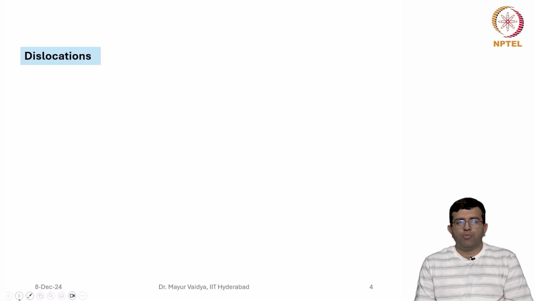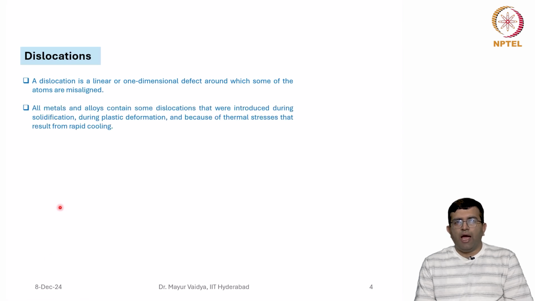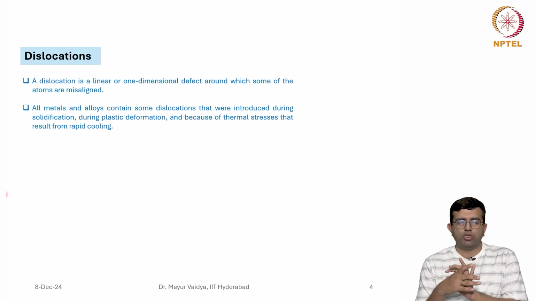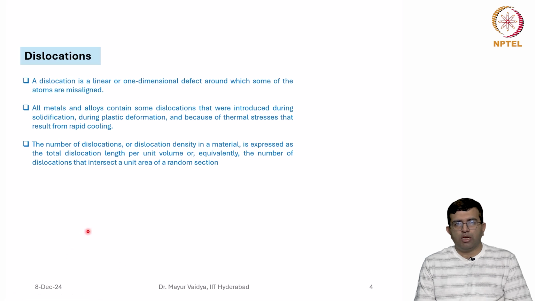The next important class of defect in metallic systems in particular is what is known as dislocations. A dislocation is a linear or one-dimensional defect around which some of the atoms are misaligned. All metals and alloys contain some dislocations that are introduced during solidification or during plastic deformation, because of thermal stresses that result from rapid cooling and so on. So invariably, nearly all metallic materials contain dislocations.